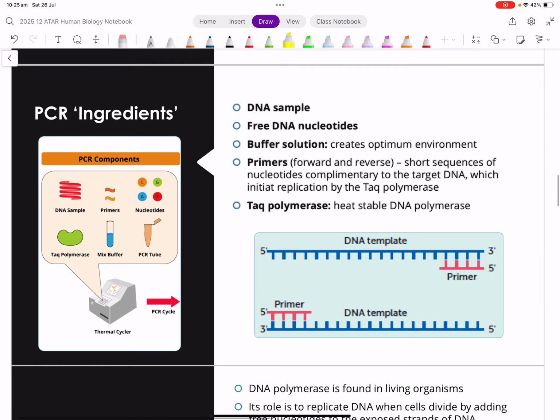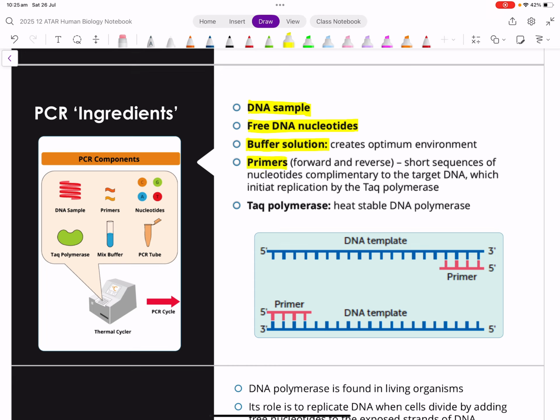So what do we need for PCR? Firstly, you need a particular DNA sample, so this could be a particular gene or a particular DNA sequence of interest. The second thing that we need is free DNA nucleotides so that we can build a complementary DNA strand. We now need a buffer solution, and the chemists among you will know that a buffer solution is used to help us maintain an ideal pH in the environment so that this DNA replication process can occur unimpeded.